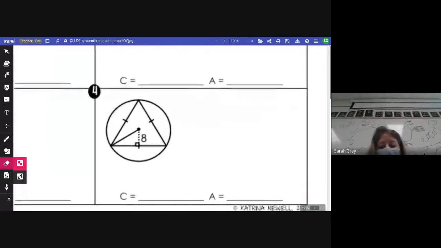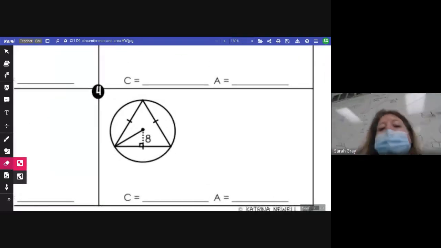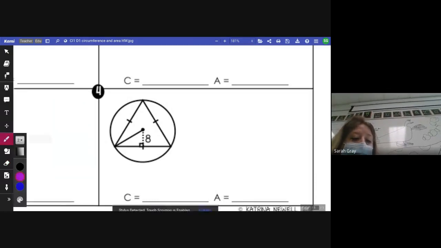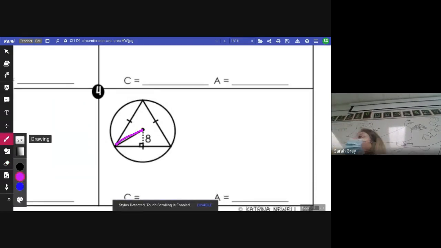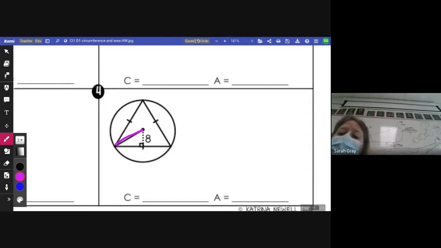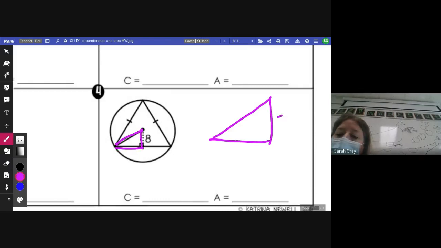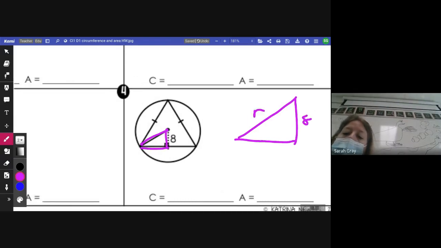Okay, number 4, you need the radius or the diameter to find the area of the circle. So we need to know how long that line right there is, because that would be the radius. So I'm going to focus on just this little triangle with the 8 and what would be the radius.